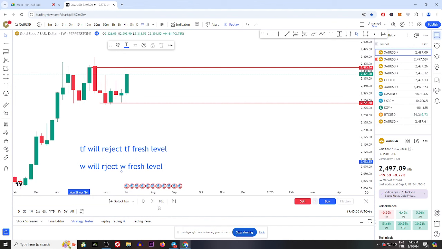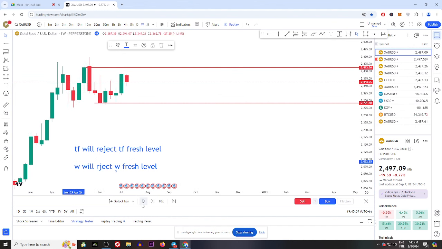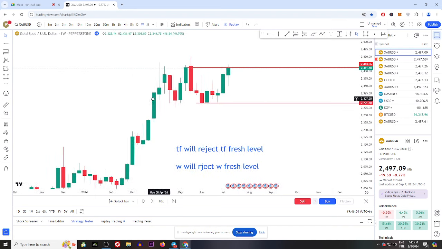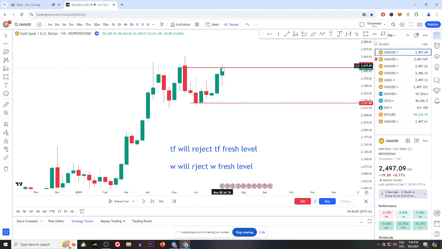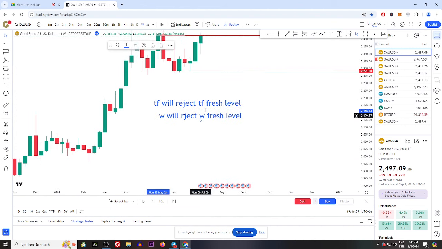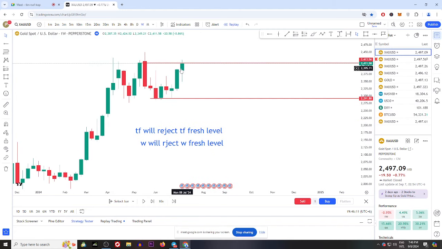Now if you see what happened, let me do it a little bit faster. We see this particular A level is rejected by this weekly candle. So our first rule is done: TF will reject TF fresh level, which happened here. Weekly rejected weekly fresh level here.